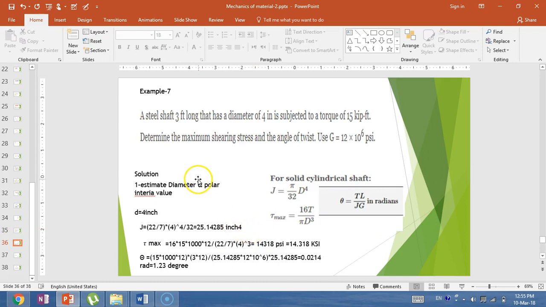We come to example number 7. A steel shaft 3 feet long has a diameter of 4 inches, subjected to a torque of 15 kip-foot. Determine the maximum shearing stress and the angle of twist using a modulus of rigidity equal to 12 times 10 to the power of 6 pounds per square inch.